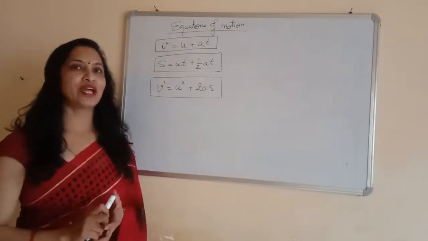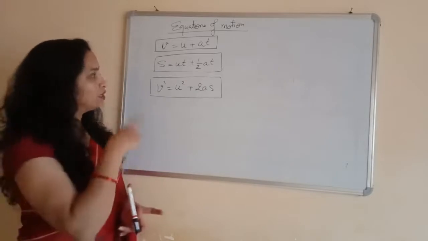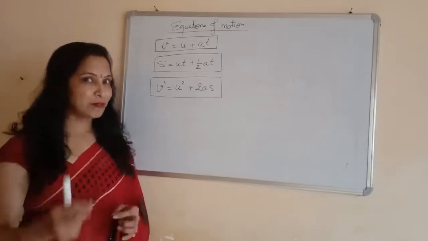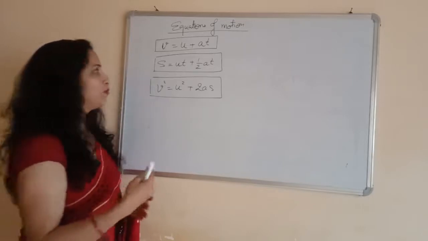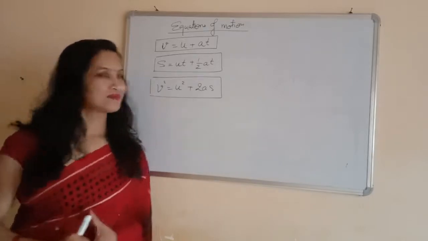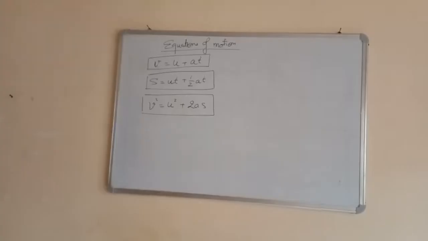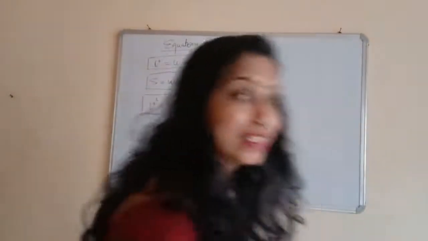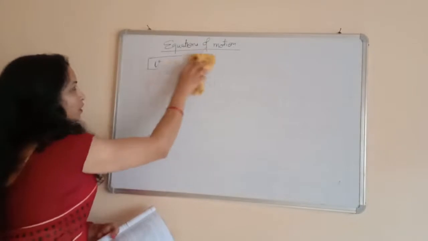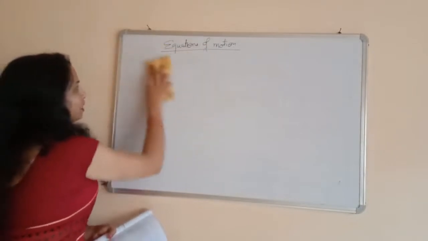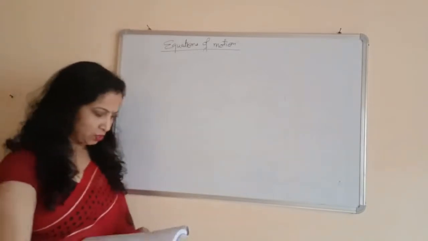So first of all, write these equations of motion in your notebooks. You can pause my video to write these equations. Then I will explain some numericals, how we can solve them by using these equations. So okay, let's do some numericals by using these equations of motion. These numericals are basically for those bodies which have uniform acceleration. So this is the first question.